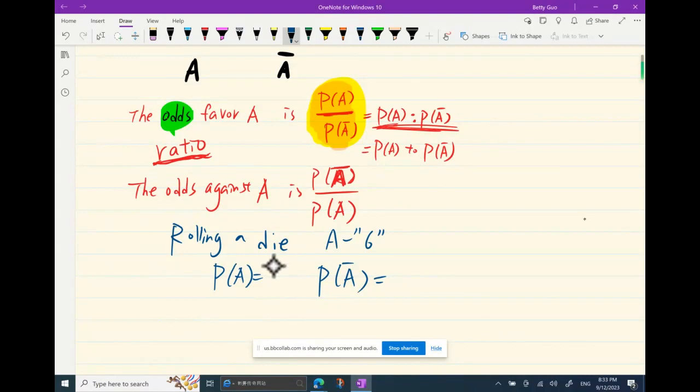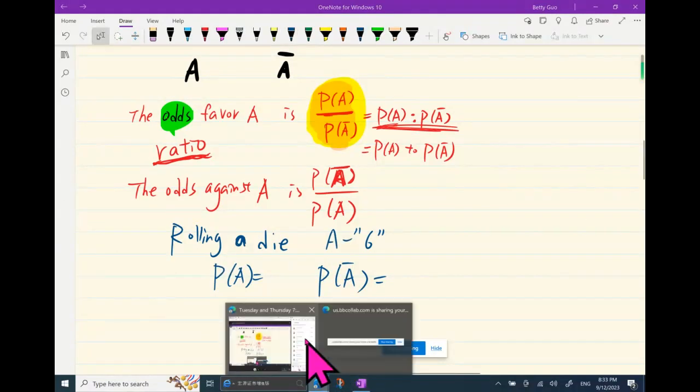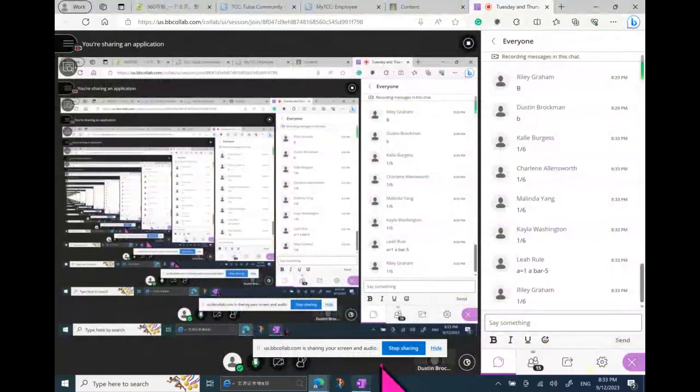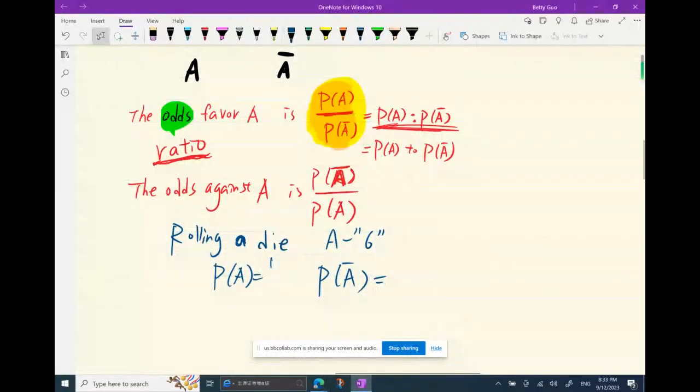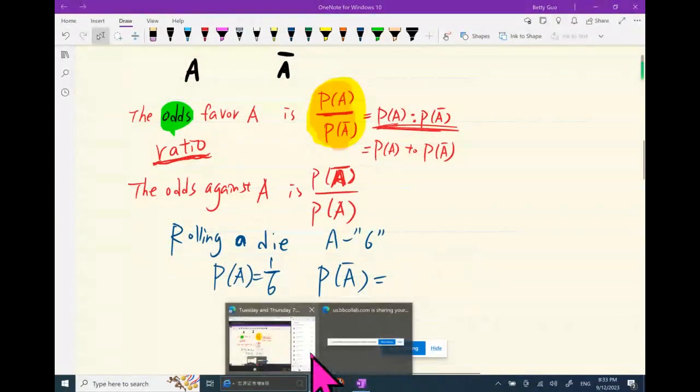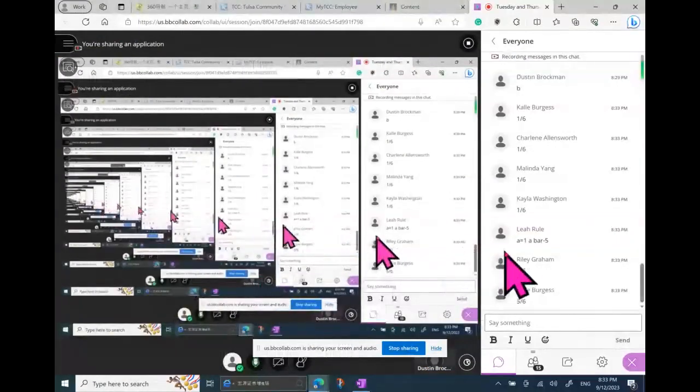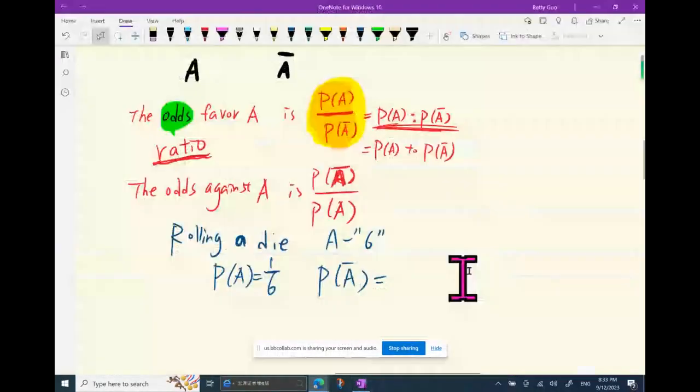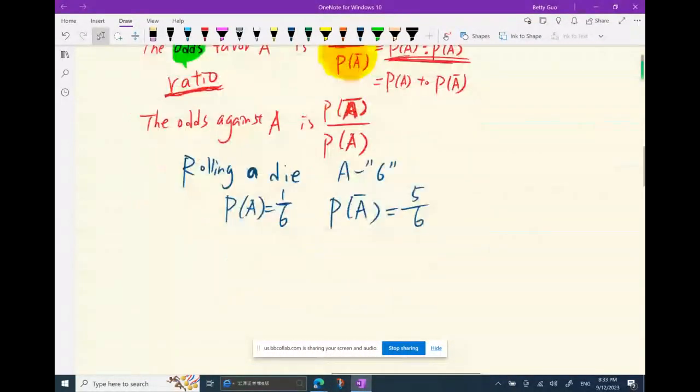Let me repeat it. The procedure is rolling a die, and A represents getting a number 6. What's the probability, what's the chance? Do you mean 1 over 6? Yes, 1 over 6. Very good. And anyone can tell me the probability of A bar? 5 over 6. Awesome. They must add up to 1, right? Perfect.